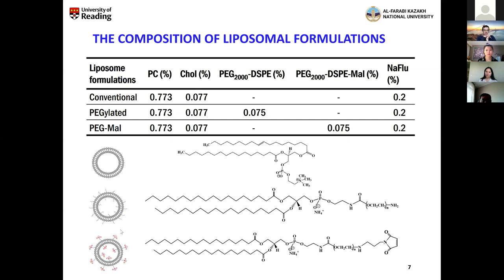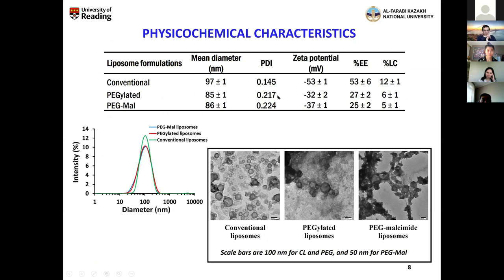So we characterized these liposome formulations using dynamic light scattering just to see the size of the nanomaterials. And as you can see, they are between 90 and 100 nanometers, and have low PDI values. We also calculated the encapsulation efficiency and loading capacity parameters. And these parameters were fully confirmed with transmission electron microscopy. So we can see that they are almost the same size as proved with the TEM and DLS instruments.